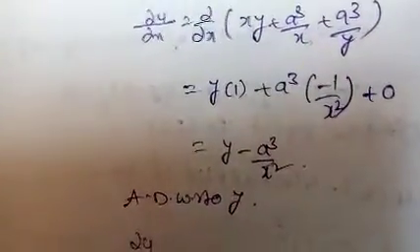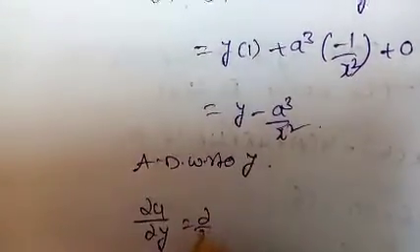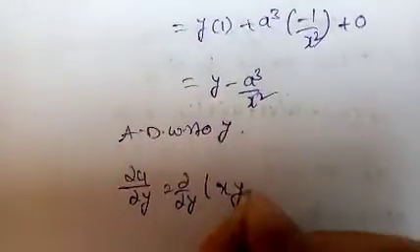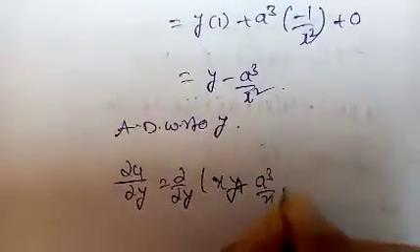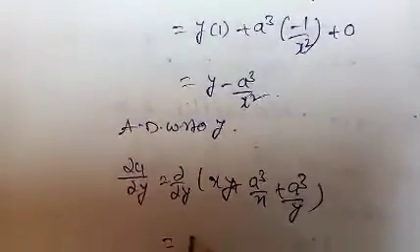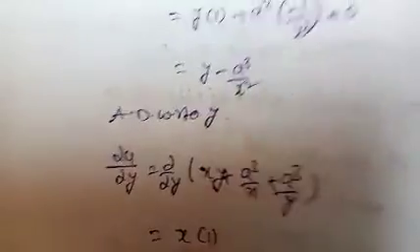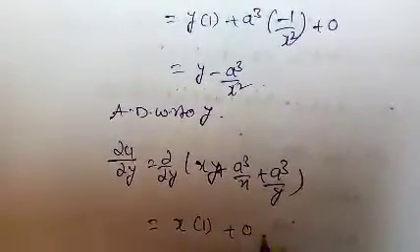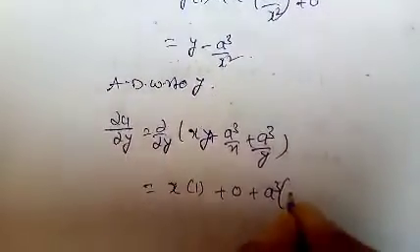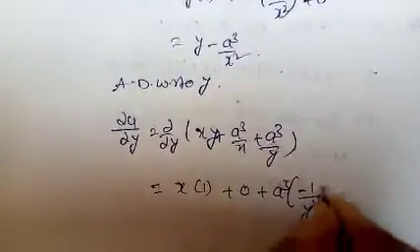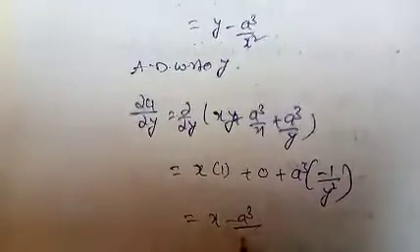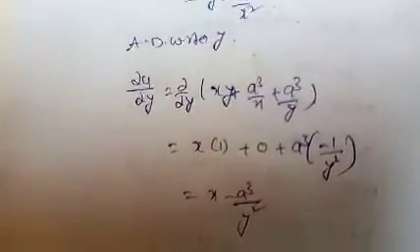So then dou u by dou y equal to dou by dou y of the function u, which is xy plus a cube by x plus a cube by y. So then x into the derivative of y is 1, plus here 0. So here a cube into the derivative of 1 by y is minus 1 by y square. So then x minus a cube by y square.